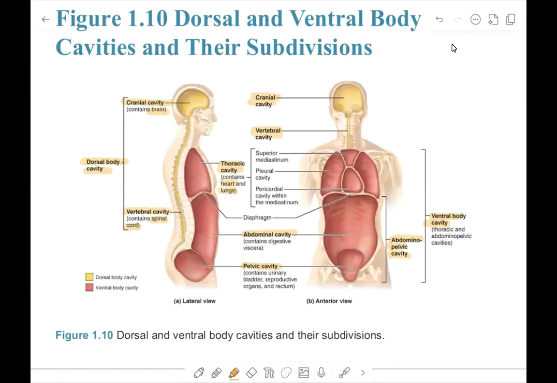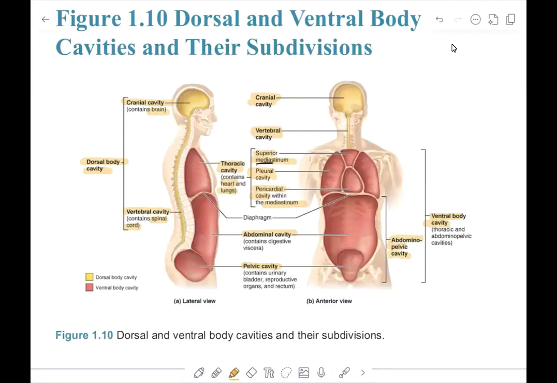The heart is within the pericardial cavity, which is also within what's called the mediastinum. So this would be the inferior mediastinum, and this would be the superior mediastinum. When we look at that word mediastinum, media means middle. So it's in the middle between both pleural cavities, between both sides of the lung.